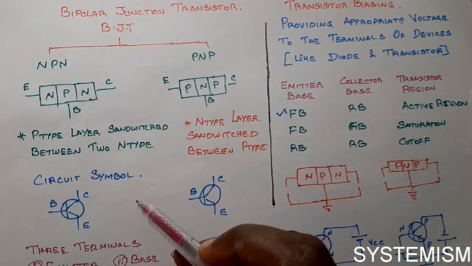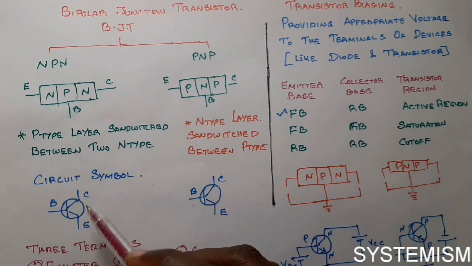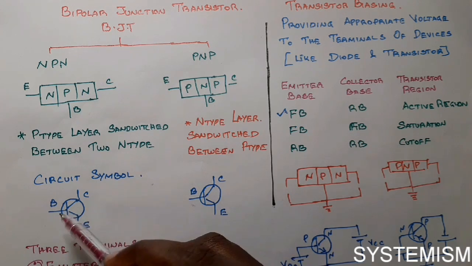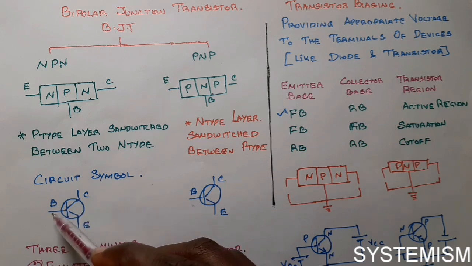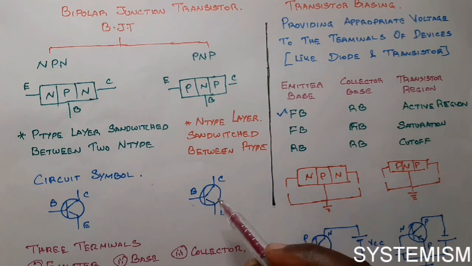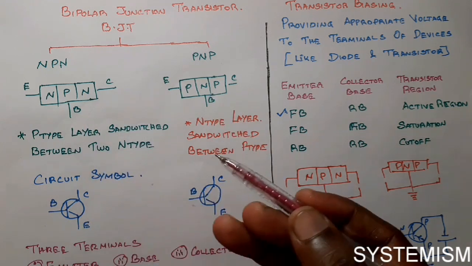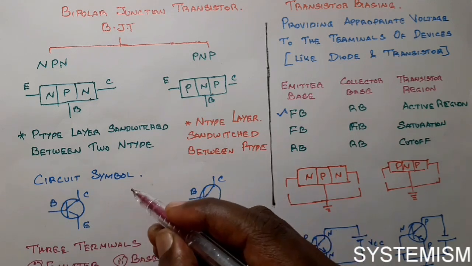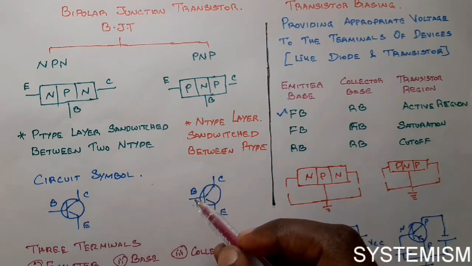What is a circuit symbol? This is the circuit symbol of your transistor. This is how you have to draw the transistor in circuits. Here also the region which is common to both terminals is called base, this side is emitter and this side is collector. And here also the same, NPN, PNP. Sir, both are looking similar. What is the difference between these two? The arrow mark you put will differentiate whether it is an NPN transistor or a PNP transistor.